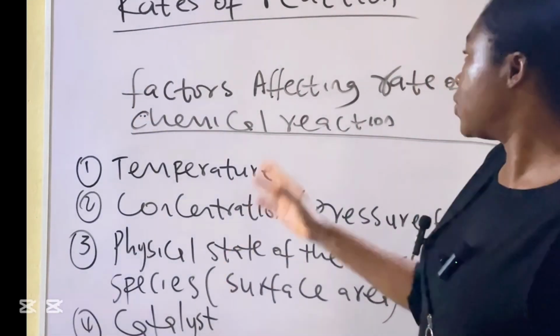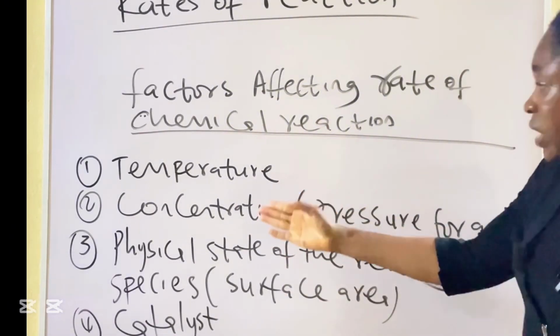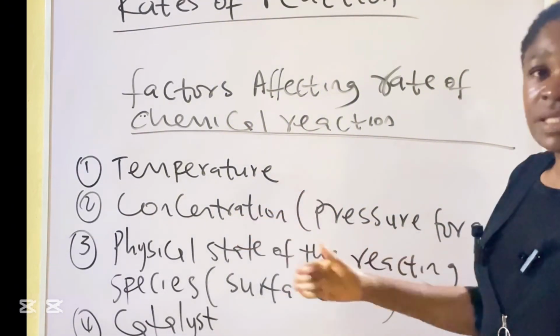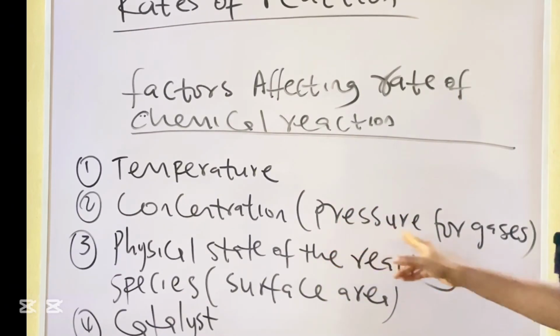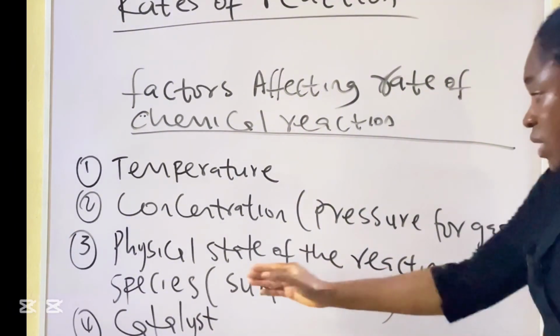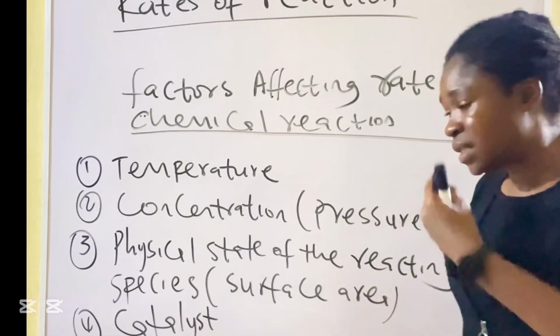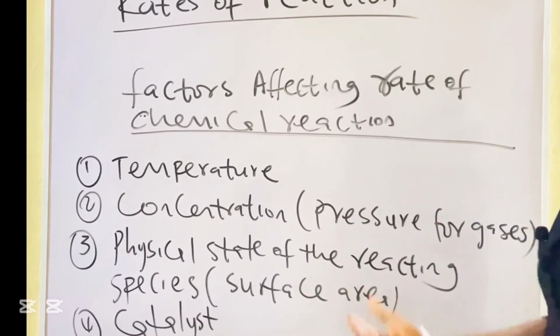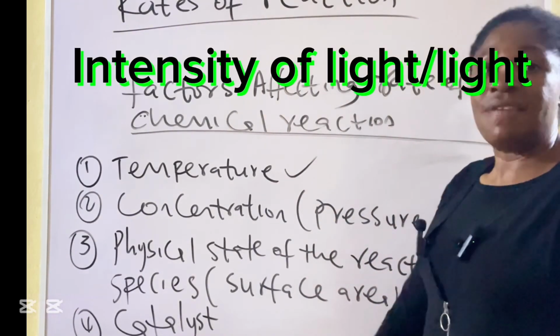So we're going to be looking at factors affecting rate of chemical reaction. So number one is temperature. Concentration affects liquids and solids, whereas pressure is for gases. Physical state of the reacting species. So we're talking about surface area. Then catalyst. I think the density of light is among them. Okay. Let's look at the effect of temperature.